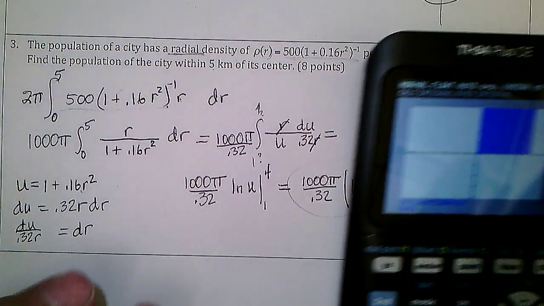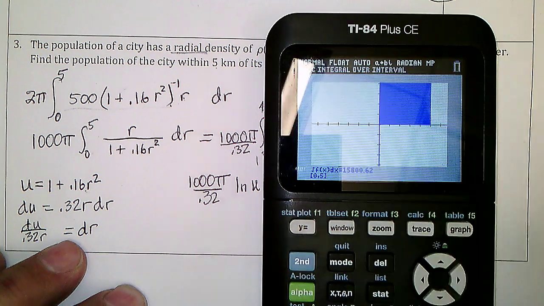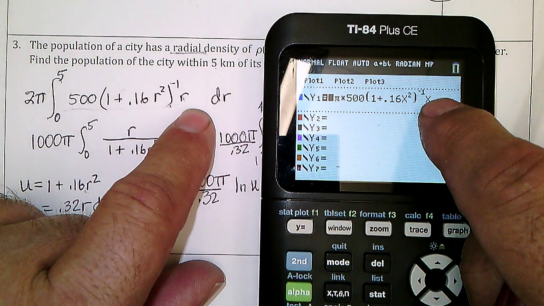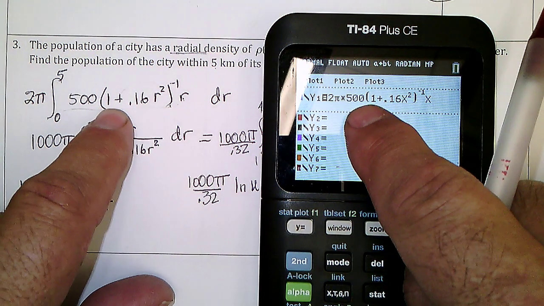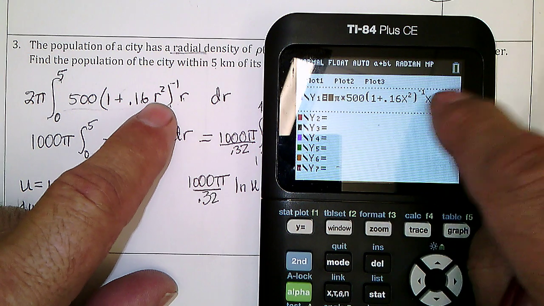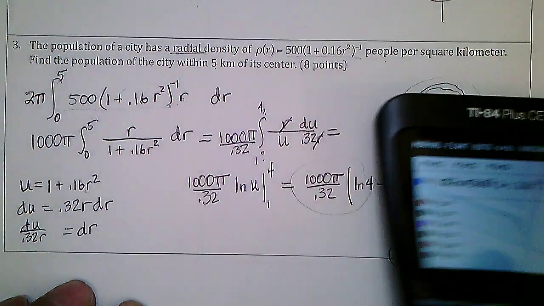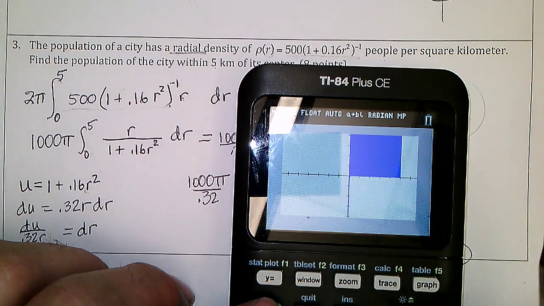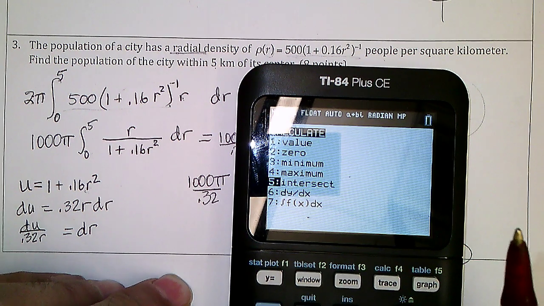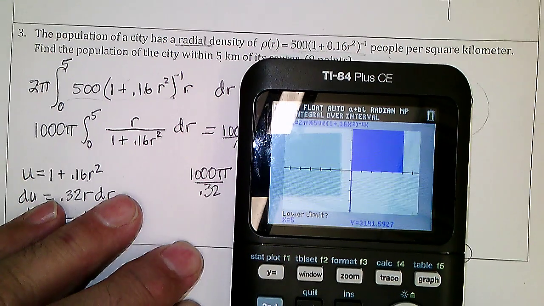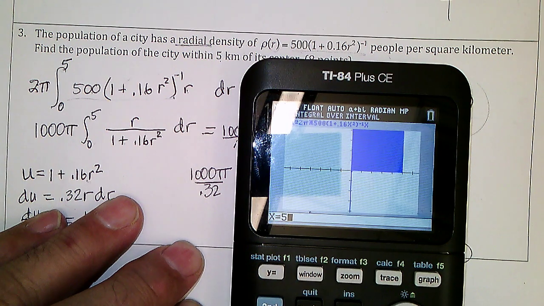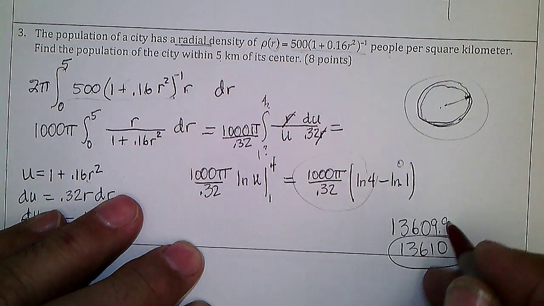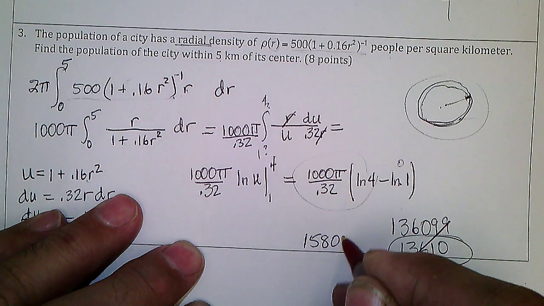Where did I mess up? Make sure I got it typed in right. 2 pi r times 500 times 1.16x squared to the negative 1. Oh my goodness, should be 1. What did I get? Calculate the area from 0 to 5. 15,800. Not doing so well here.